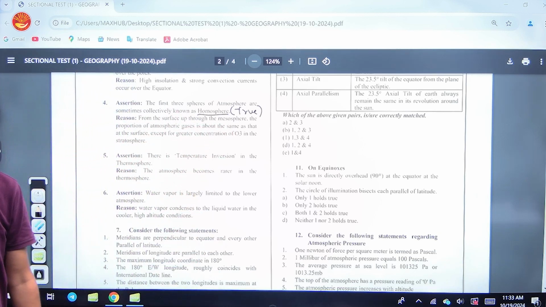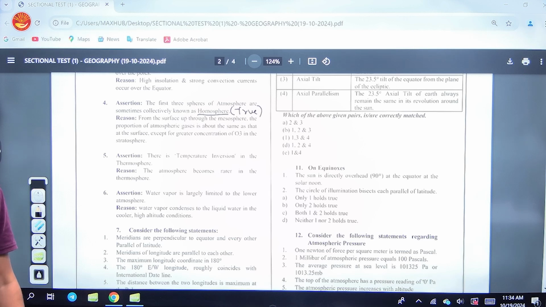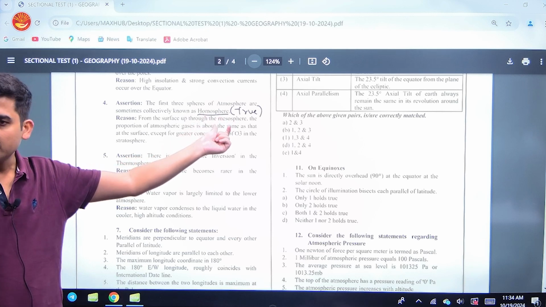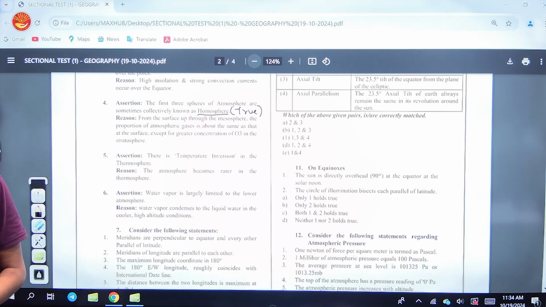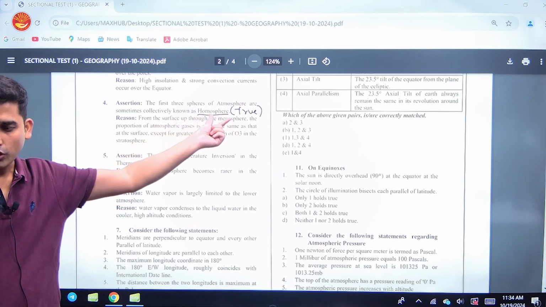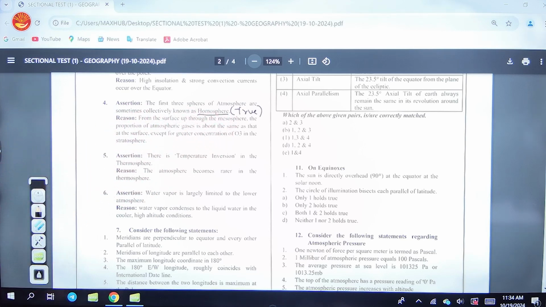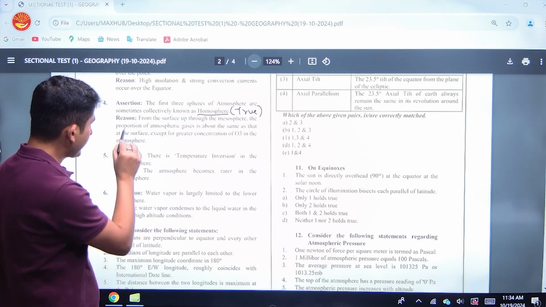And why do we call these a homosphere? Because up to that particular height there is no stratification based on the molecular mass of the gases. The proportion of the gases in this segment is somehow homogeneous, somehow uniform. Because of that reason it is known as a homosphere. So the first statement is absolutely true. ठीक है जनाब?